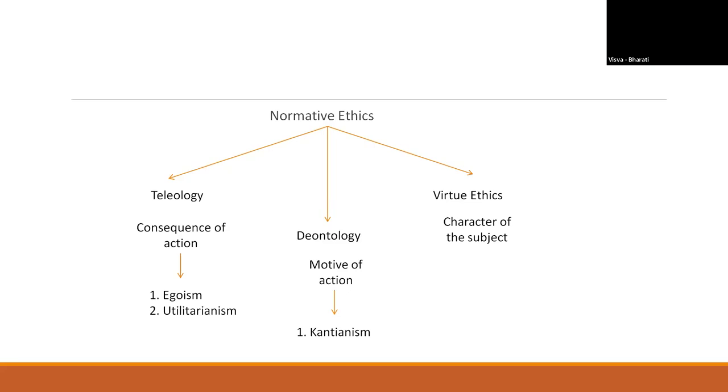It can have two versions. If I ask you, it is good for whom? The consequence has to be good, okay, but good for whom? If I say that the consequence should be good for me in the long run, then it is egoism. If I say that the action should be good for everybody, which is famously known as the greatest good for the greatest number, then it is utilitarianism. A famous propounder of egoism is Thomas Hobbes. And utilitarianism, we have the names of Bentham, J.S. Mill, John Stuart Mill.